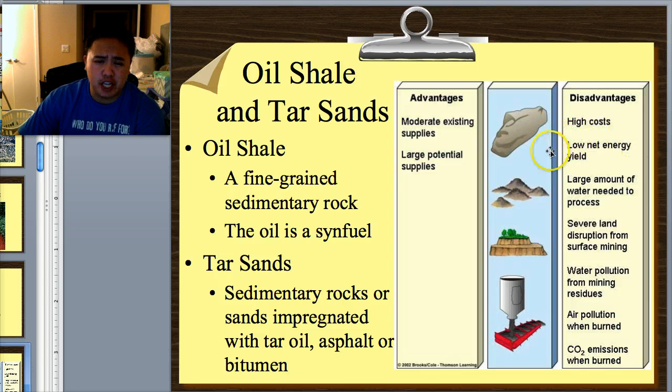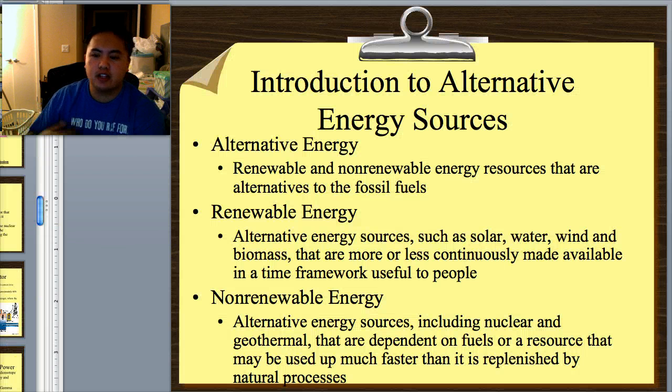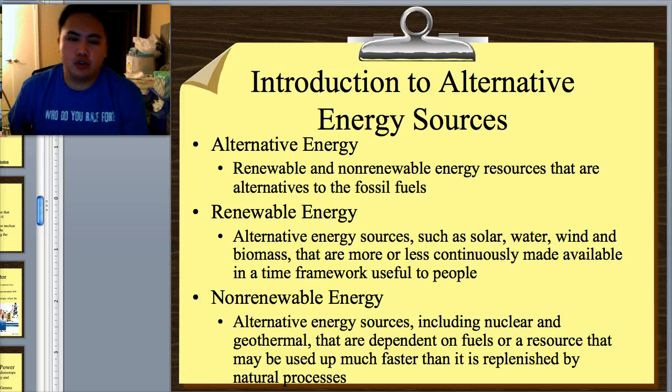We actually don't get as much energy from oil shale as we get from coal or oil or natural gas. It takes so much water to get it. We have to do surface mining. Remember we talked about water pollution, air pollution, and so on. It's all terrible. So that closes the door on fossil fuel energy sources.